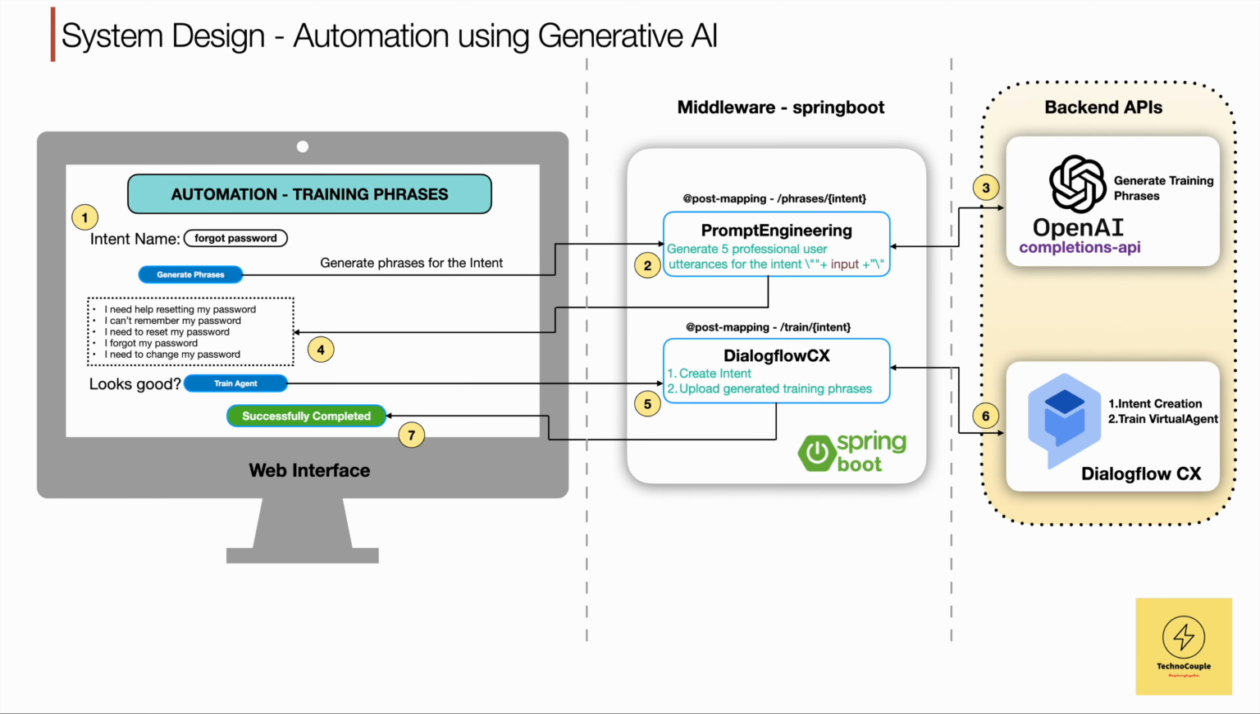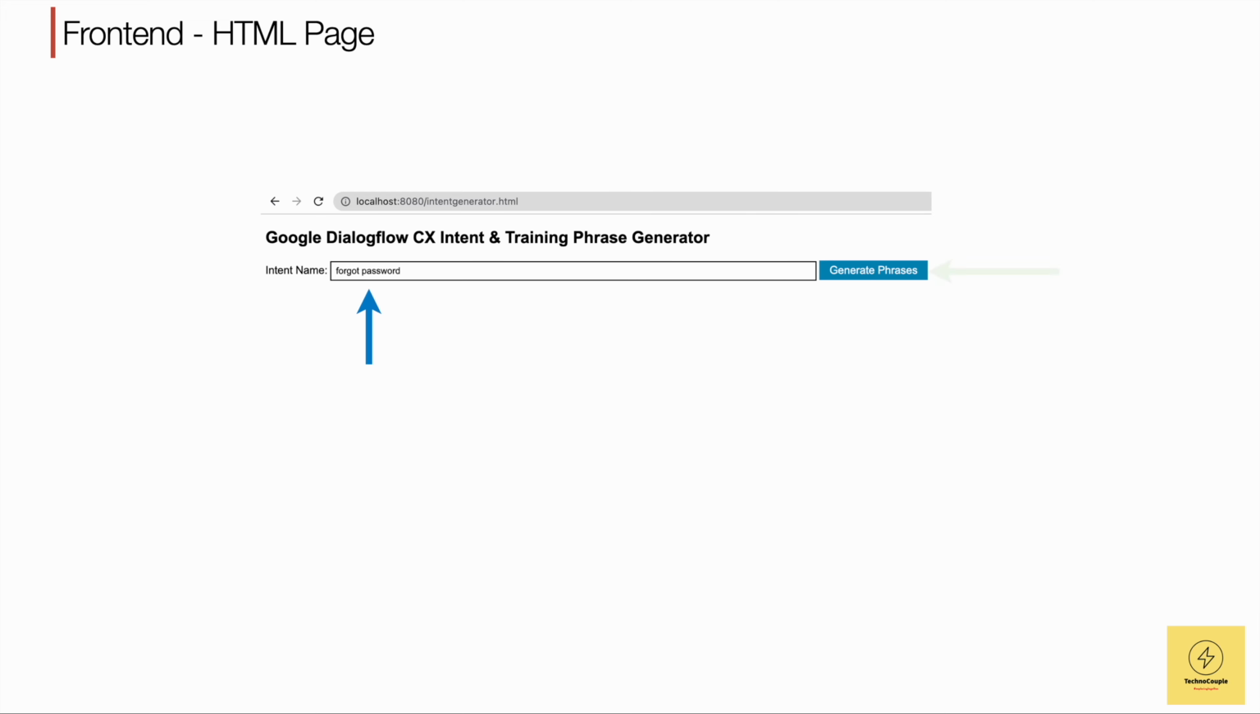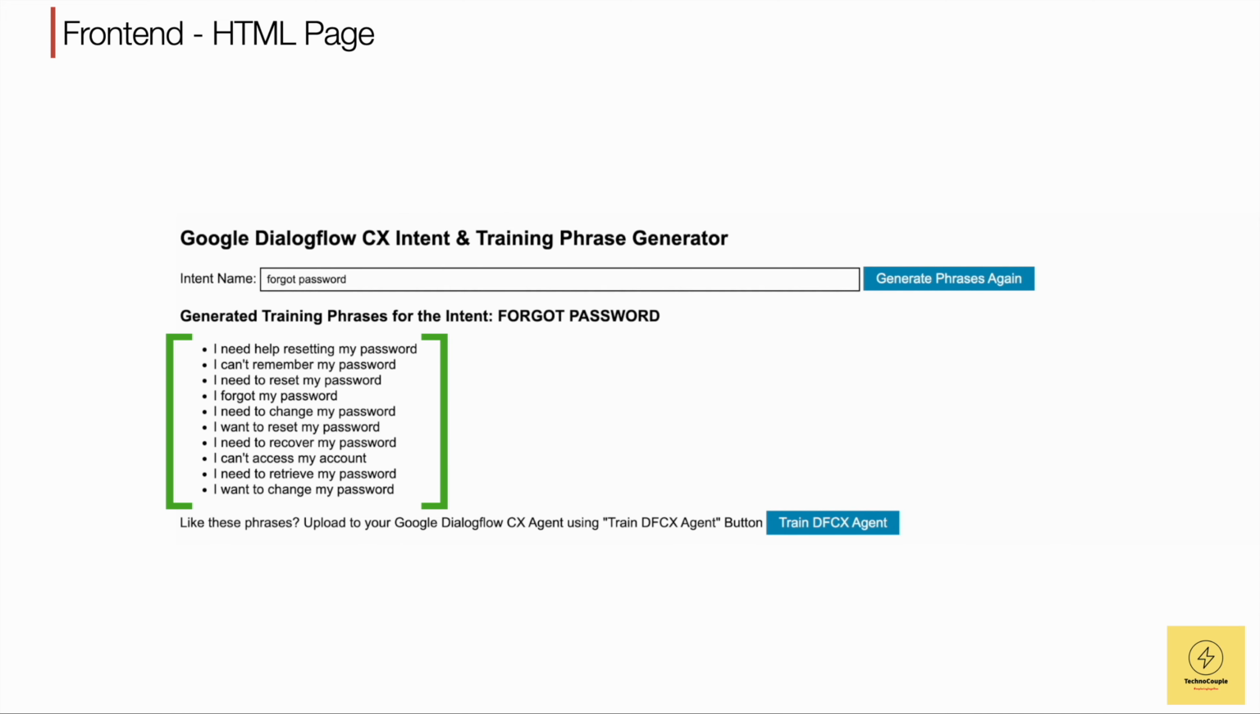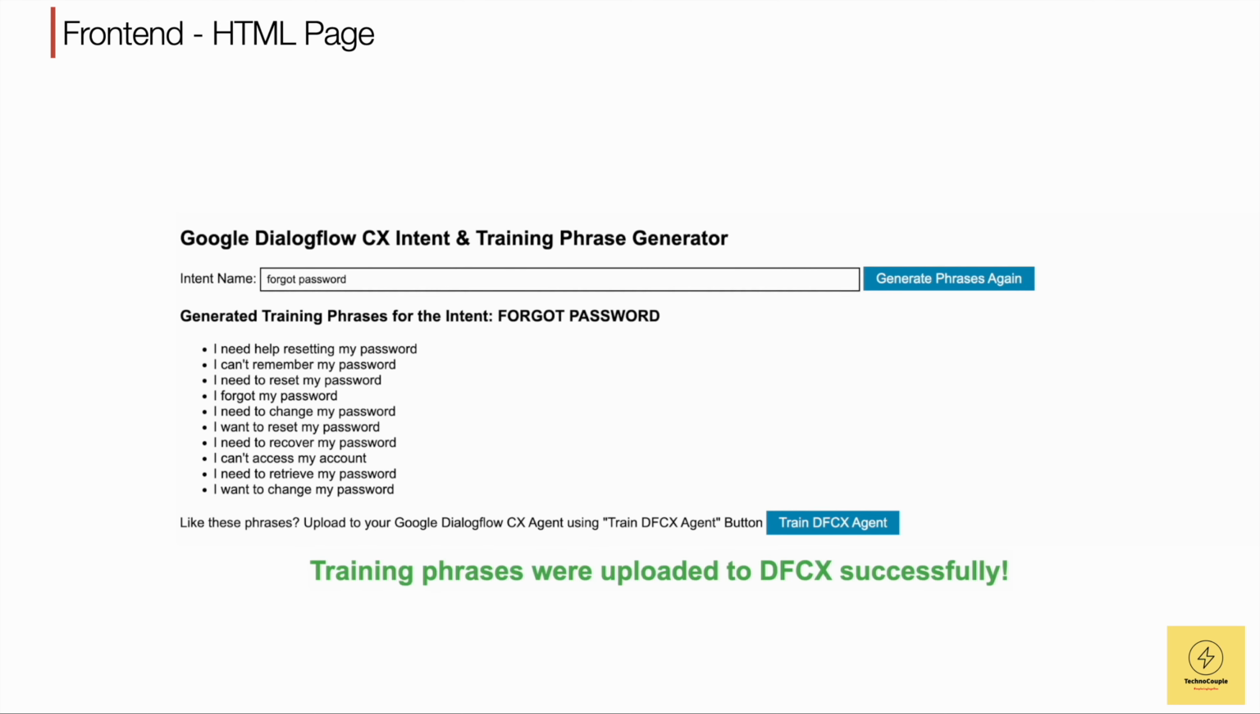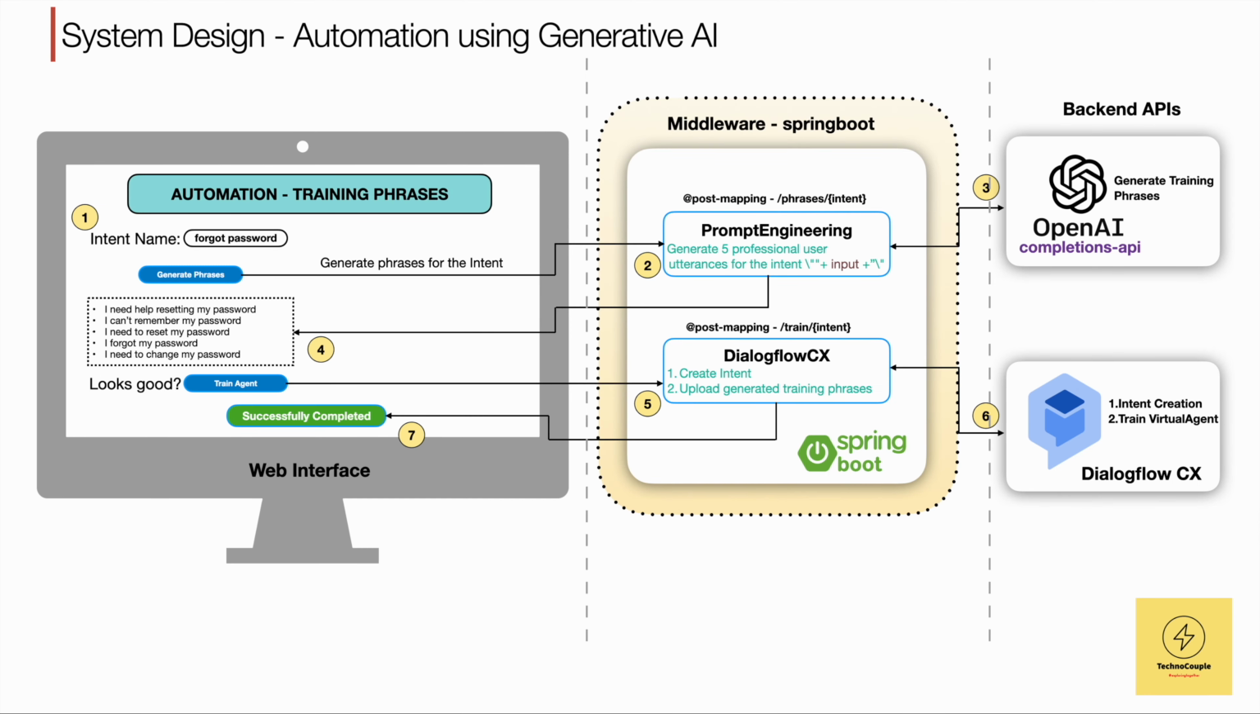This is our front end, which takes the intent name. With the first button click, as pointed by the green arrow on the screen, it generates training phrases for the user-provided intent using OpenAI's Completions API. And with another button click, it creates the intent in Dialogflow CX with those training phrases. When a user clicks the Generate Phrases button, it invokes the middleware layer, which is our Springboot application, where we perform prompt engineering on the user-provided input.